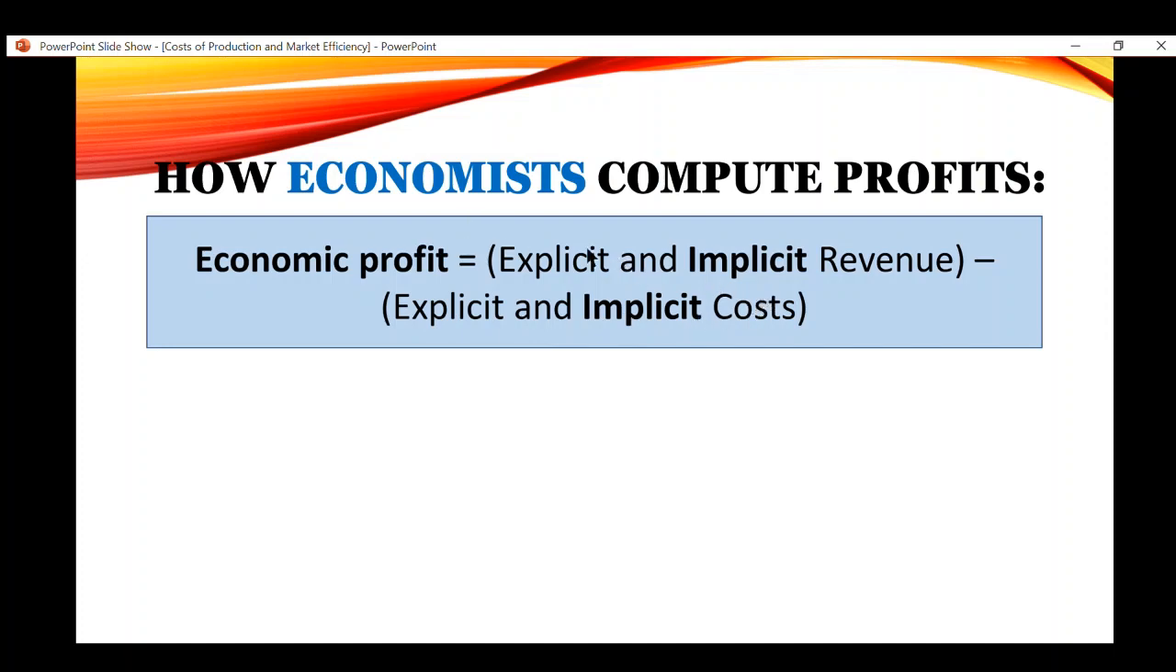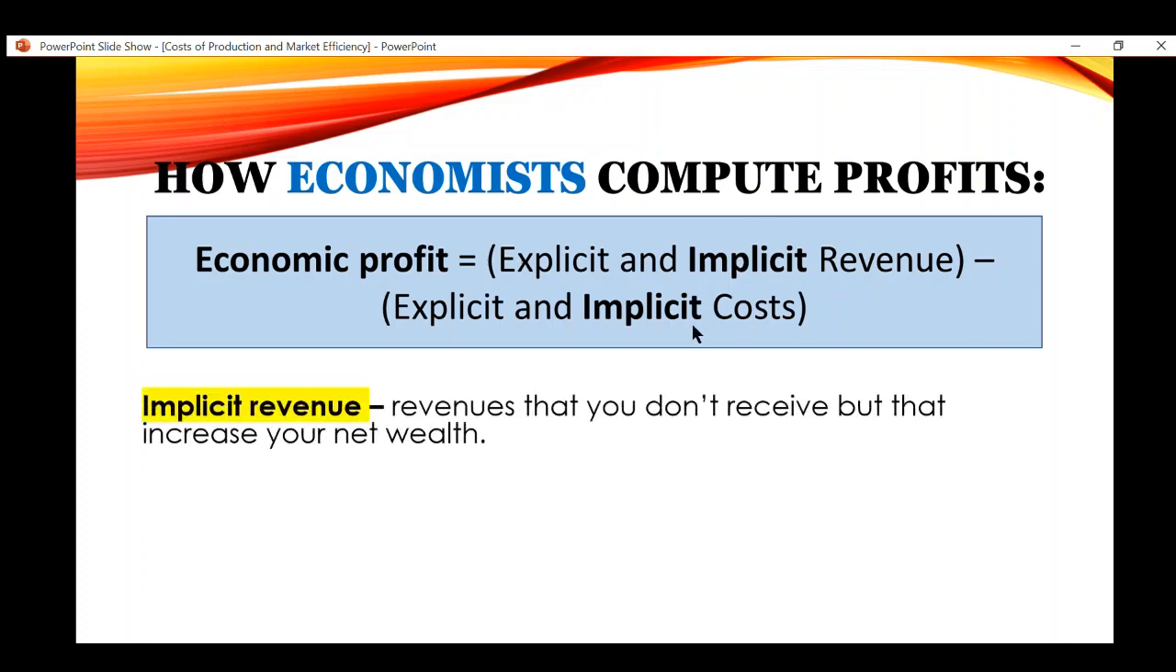So as you can observe in our formula, there is an added item on the revenue and the costs part. So we have here, aside from the explicit, we have the implicit. So implicit revenue are the revenues that you don't receive but that increase your net wealth. It's like wala nimo siya actually na earn pero mauunta ang increase sa value sa imuhang wealth.